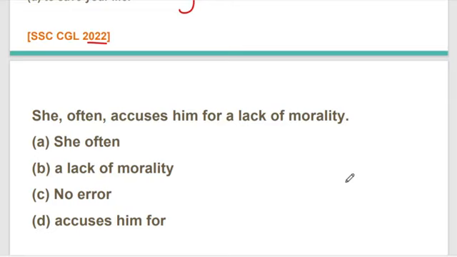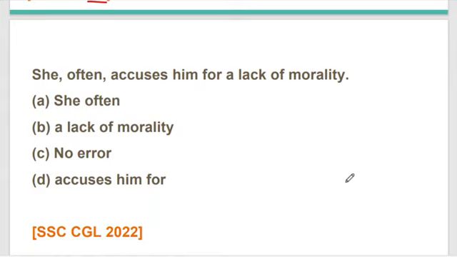Next question. She often accuses him for a lack of morality. It's a question of 2022, the 2022 CGL previous year's question. We can clearly see that the error is lying in this part, for a lack of morality, because we are specifying for which reason she is accusing him. She is accusing him for a particular reason, right? So the reason is lack of morality, and whenever we are specifying it, it cannot be a, it has to be the, for the lack of morality. And a lack of morality is lying in option number B, so the incorrect part of the sentence is option number B. Hope this sentence is clear to all of you. Moving to the next question.